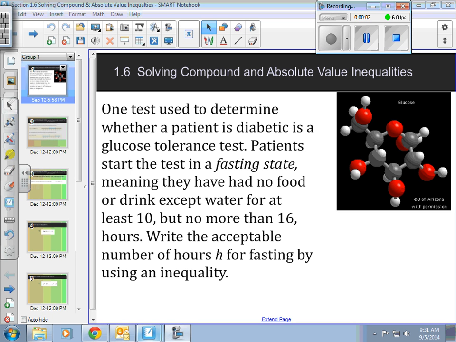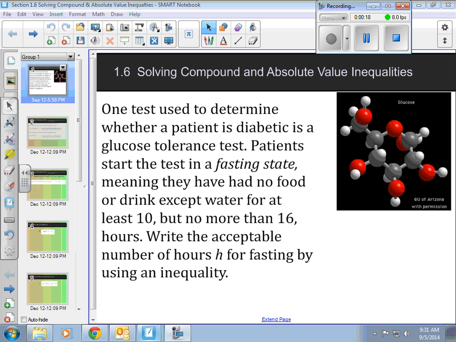Hello class. Today we're going to go ahead and take a look at solving compound and absolute value inequalities. So our target goal for today is that you will be able to solve compound and absolute value inequalities after we're done with this section. So let's just go ahead and start looking at the first example.